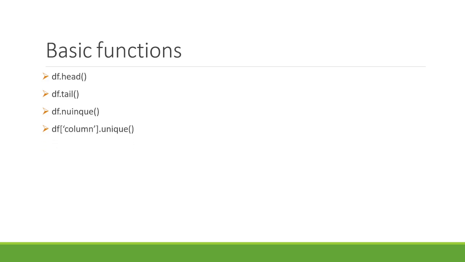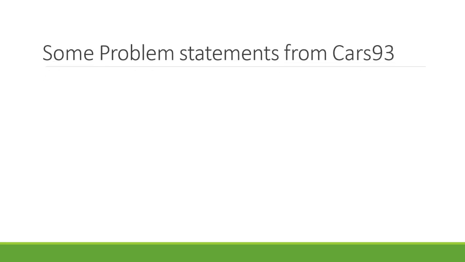Again, we have this unique function. It will help to return which unique values are present inside your column. Next, here we have the df.isna function. If you have null values inside your data frame, inside your CSV file, it will return the answer in true and false format. If we have null values, it will return true, otherwise it will return false. Sum is used to find how many null values are present in each column. Next, here we have some problem statements from cars 93.